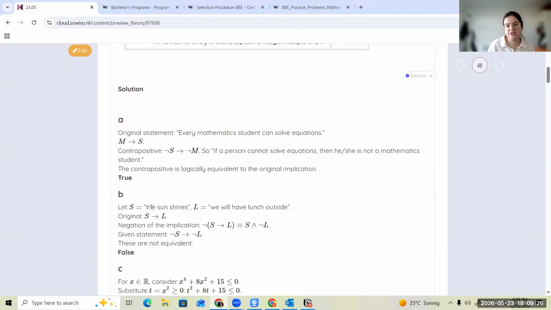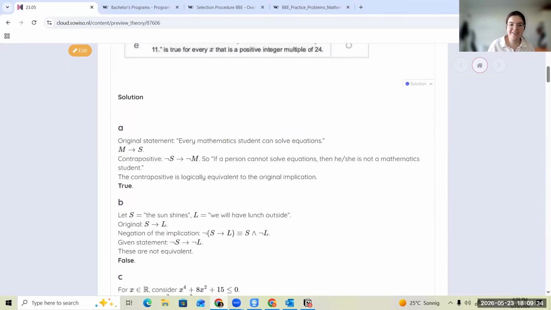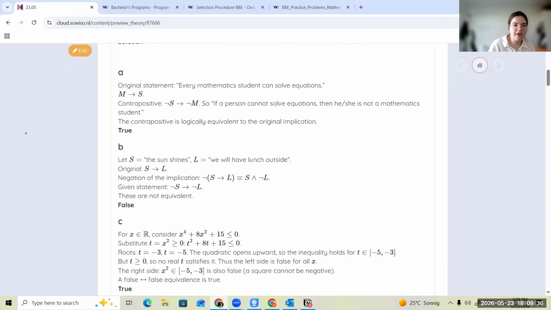Here you would have sun shines, lunch outside. So the original one that we're trying to test is: there is sun, we will have lunch. And to negate it, this sign just means no. It's just a logical sign. Just for my notes, it's a bit neater to do it this way. This is a logical rule. If you want to negate a statement in this form, you would have the following. So sun shining and we are not having lunch outside would be the negation of this.